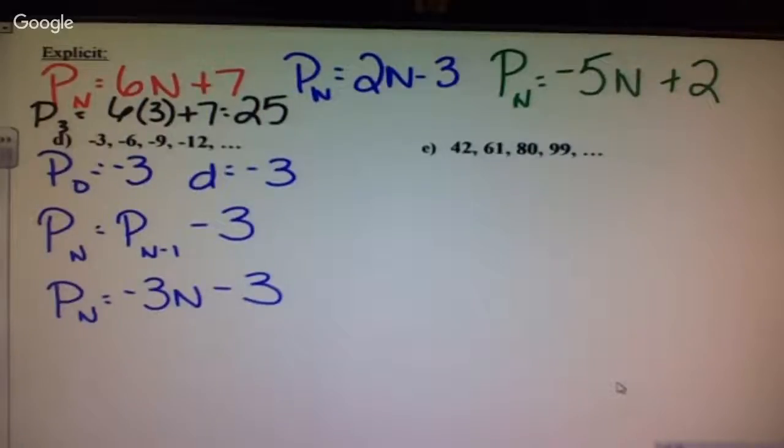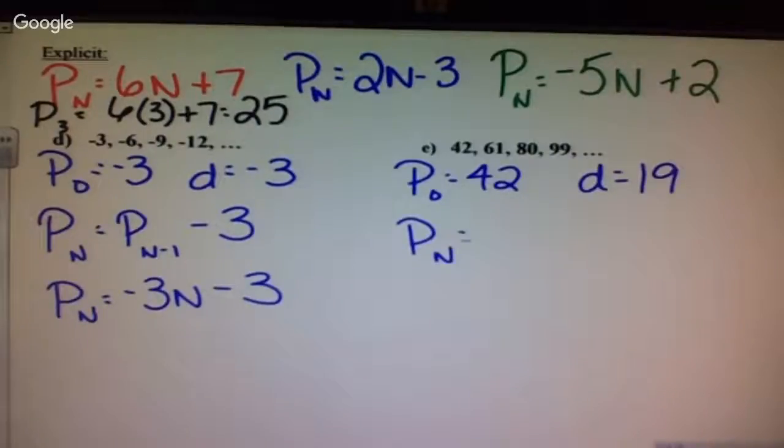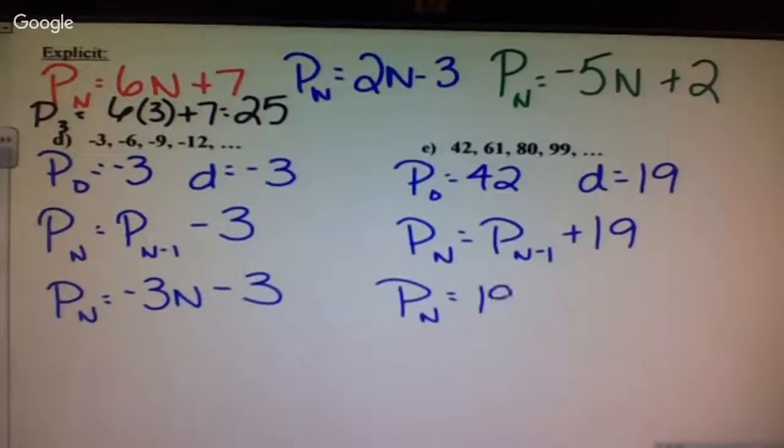And for part E, your P sub 0 value should have been 42, and 19 is your D value, and it's going up, so your D value is positive. So again, recursively, I need to go back 1 number and add 19 to keep my pattern going. And explicitly, I need to take 19 times n and add 42 because I need to add my starting point.